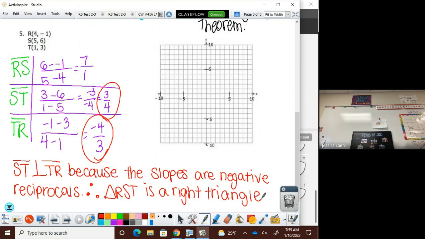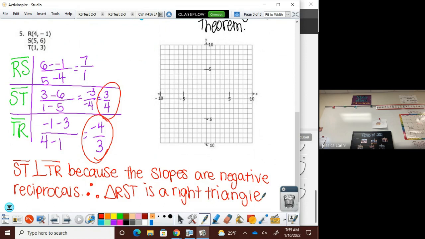I like slopes so much better because they're so much faster. So your slopes are 7/1 for RS. ST was 3/4, really -3 over -4, but a negative over a negative is positive. And then TR was -4/3. So you'll notice these two are negative reciprocals of each other. Signs are different, and the fraction's flipped upside down.